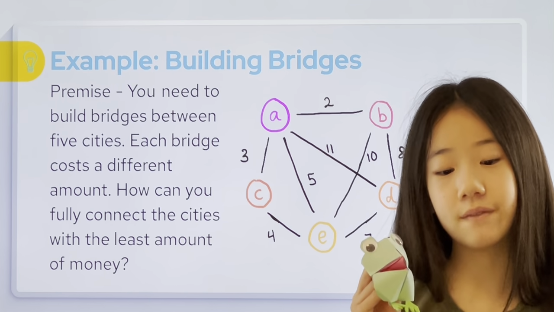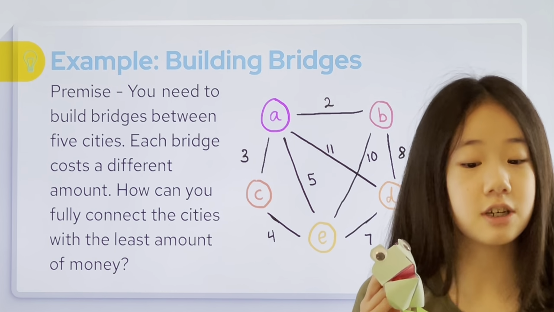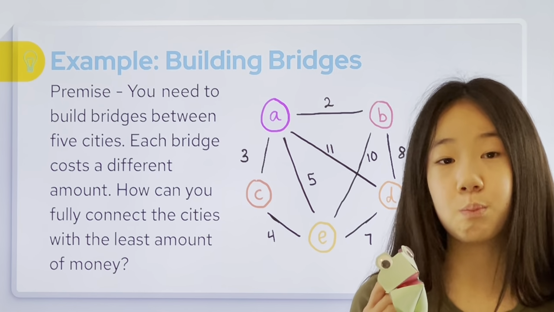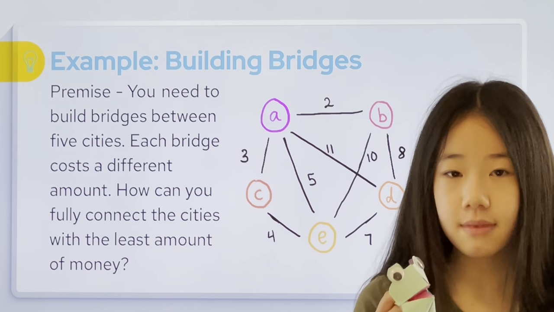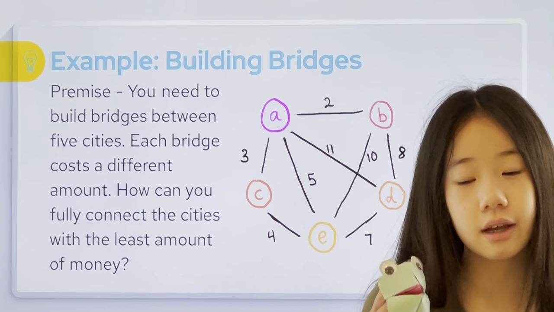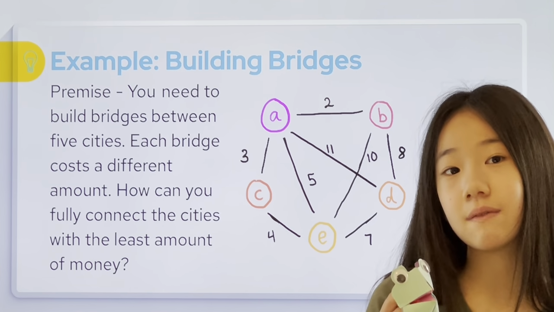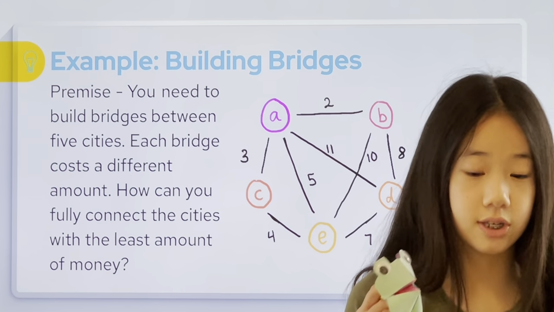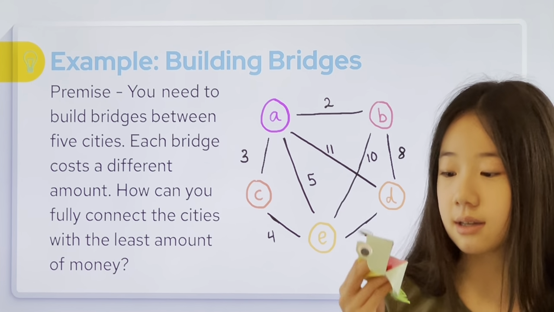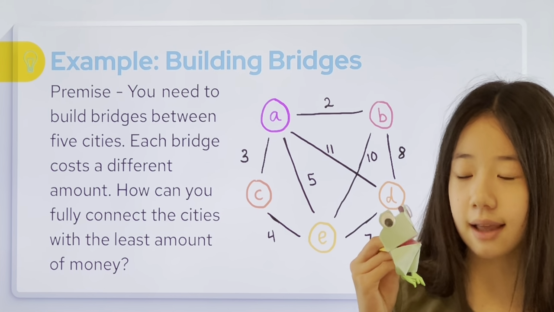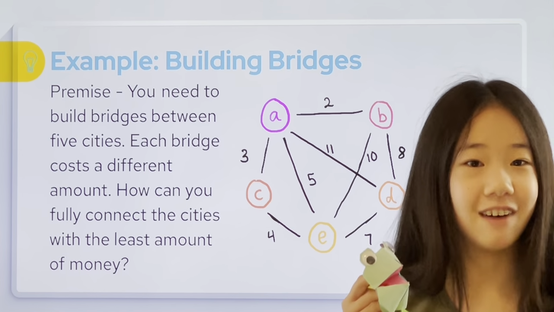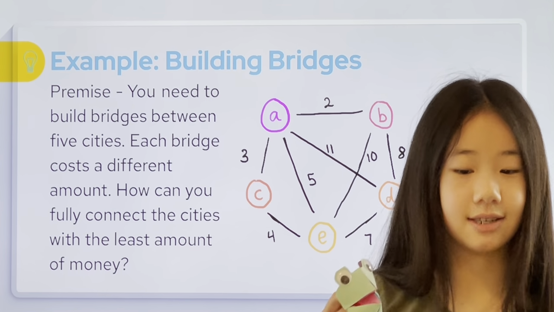Let's say that we have 5 cities and we need to build bridges between these 5 cities, but each bridge costs a different amount. So we want to know how we can fully connect these cities with the least amount of money. Fully connected meaning that we can visit any city from another city. Now does it make sense? I know what the problem is now. Right, so now let's take a look at the solution.